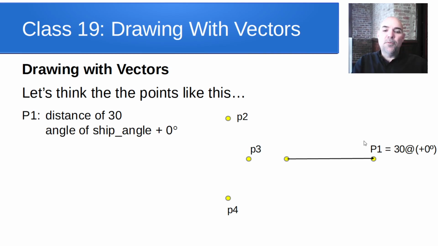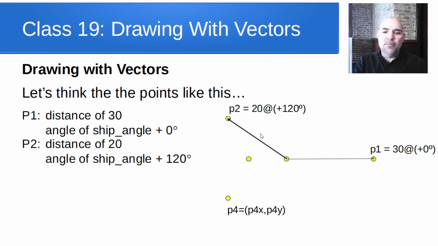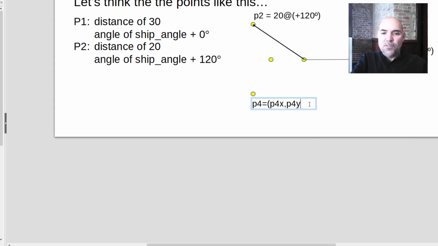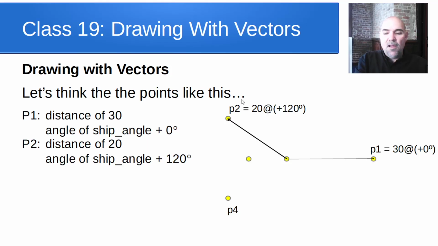Now let's think of the other points that way. So let's think of this one over here. What's this one? This one is going to be the length of this hypotenuse, which, if we look at that, is probably about half of what this is, maybe a little more than half of that. So we'll say 20. So this is 20 pixels away at 120 degrees. And here's this annoying thing down here again, which I don't know why that's left there. All right, so this one's 20 pixels at a positive 120 degrees from where we started.